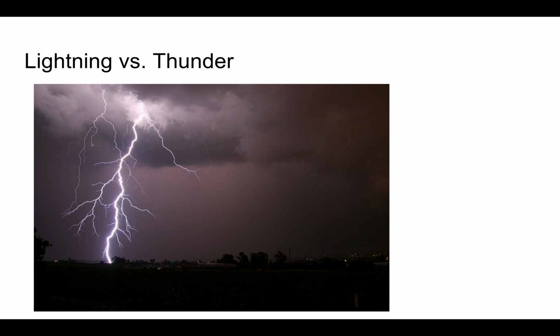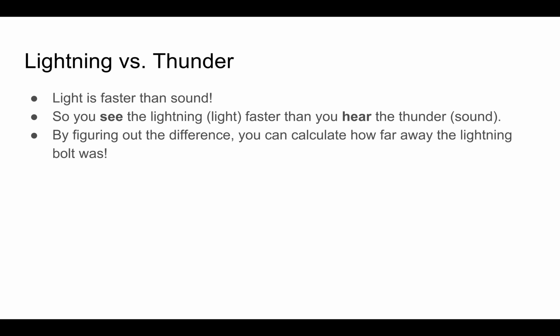When a lightning bolt strikes the ground, it heats up the air around it and makes a sound, the thunder. But it also provides light, and therefore there's light for the lightning. Light is faster than sound, so you see the lightning, the light, faster than you hear the thunder, the sound. And this is why there's often a difference between when you see it and when you hear it. And by figuring out this difference, it's actually possible to calculate how far away the lightning bolt was.